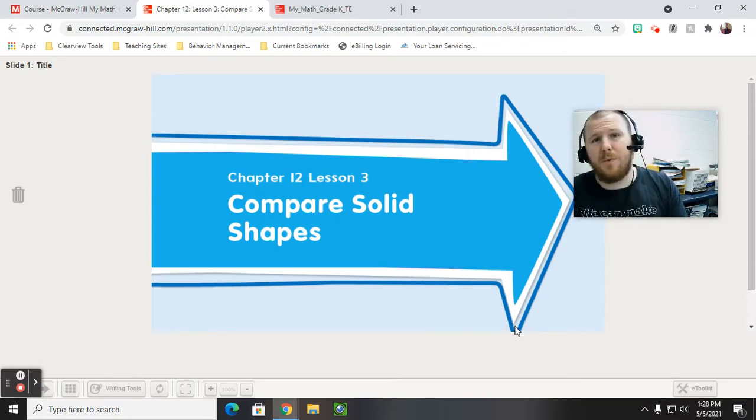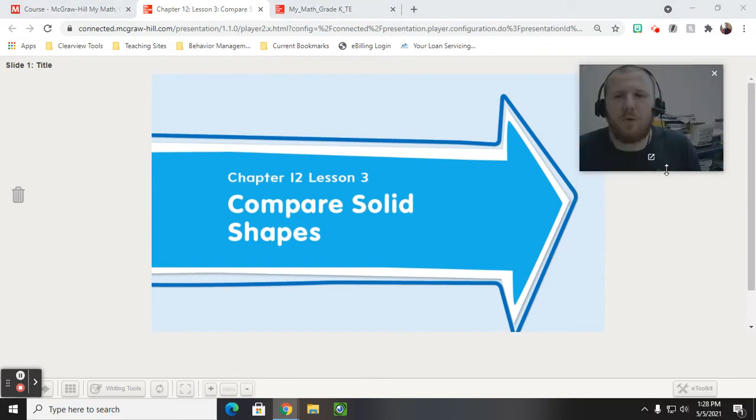We've done this with flat shapes, squares, triangles, circles. We've talked about how we know which one is which. That's what we're going to do here today with these solid shapes. So let's take a look and see what we have.